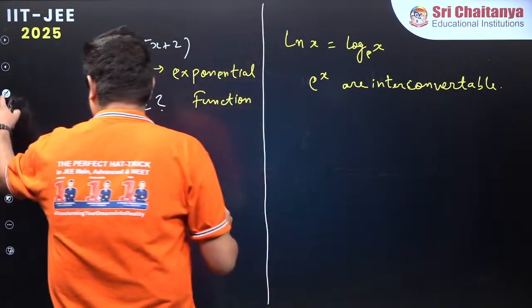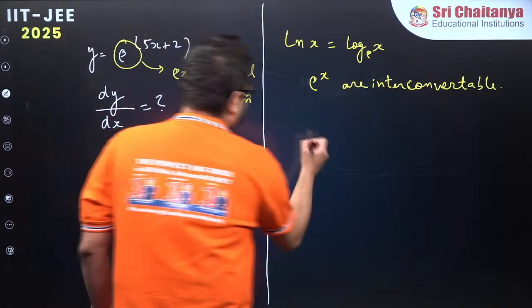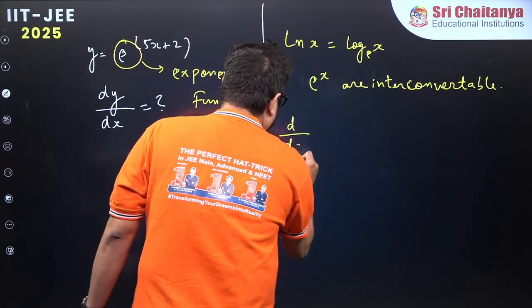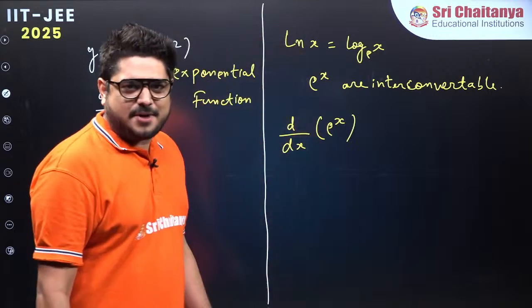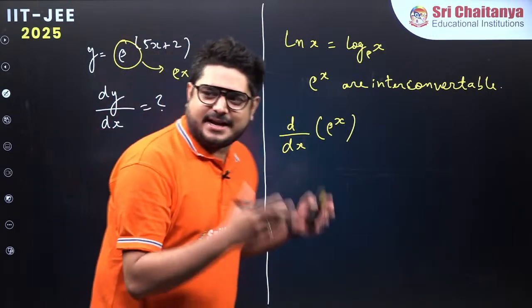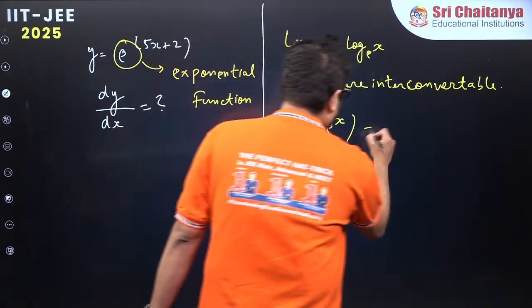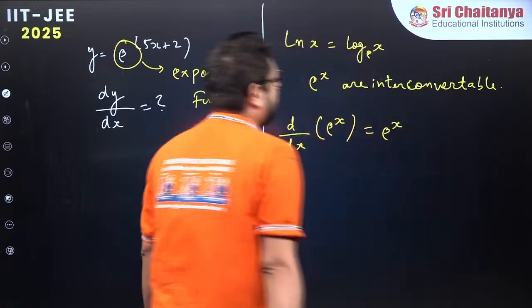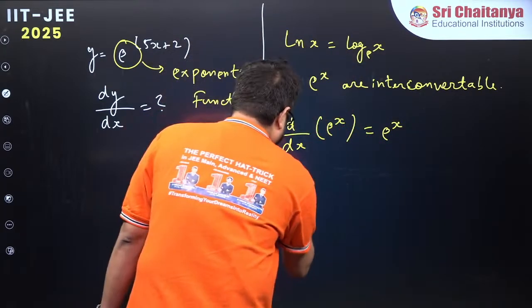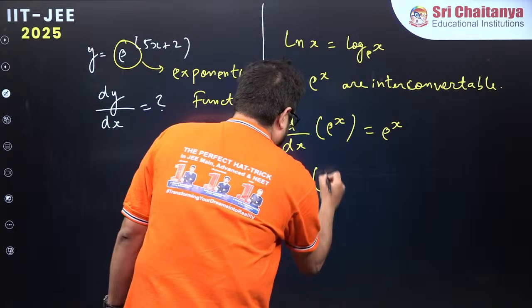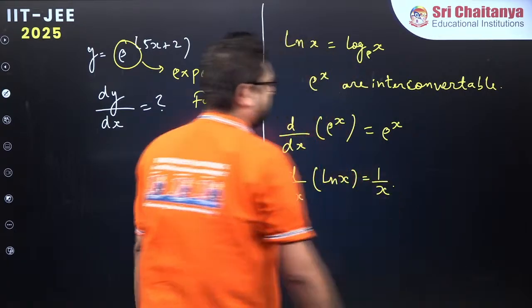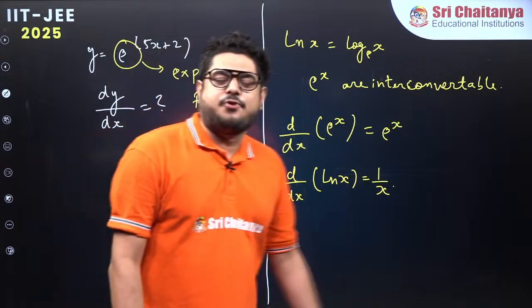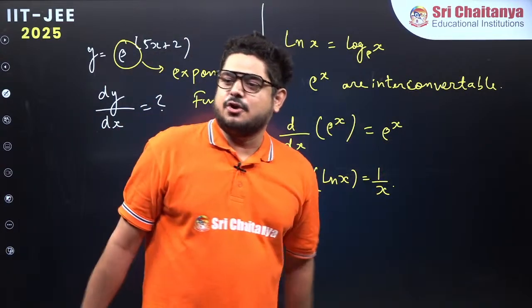So now I will mention how to differentiate e to the power x. d by dx of e to the power x is going to be e to the power x itself. Similarly, d by dx of ln x is going to be equivalent to 1 by x. So you can note down these two formulas which I have given over here.